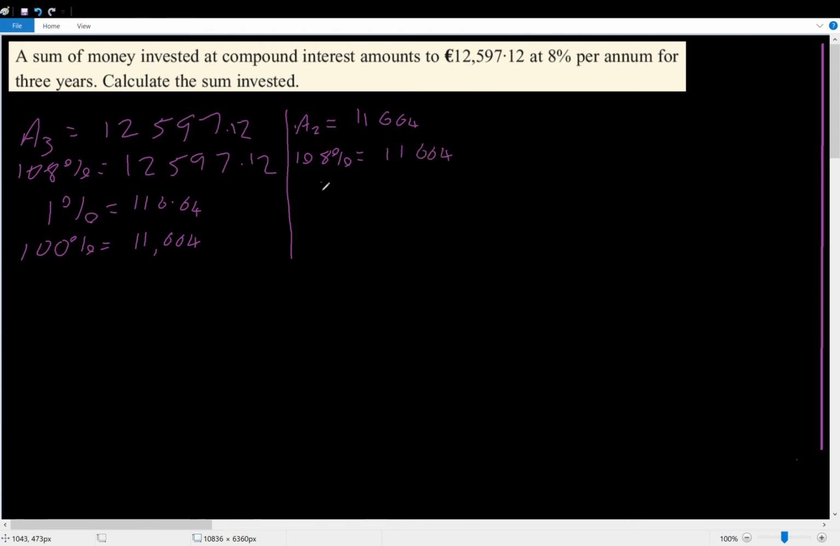And that is 108% of the amount at the start of year 2. So if we work our way down to 1% by dividing both sides by 108, we get 108. And if we go down and multiply both sides by 100, we get 10,800.